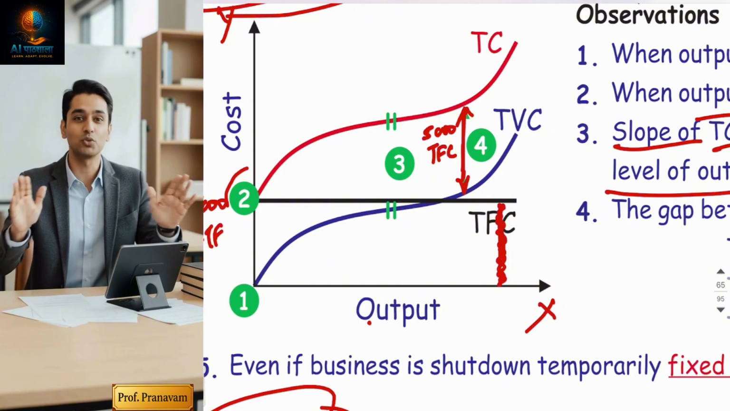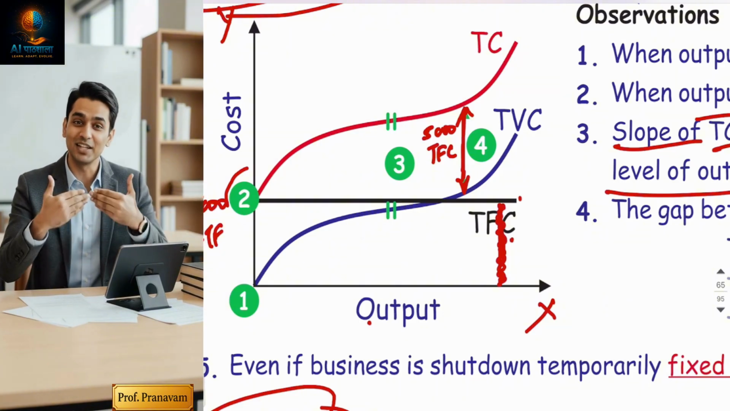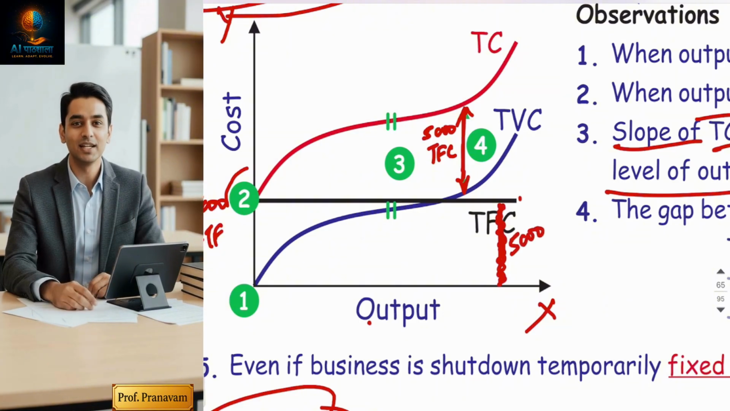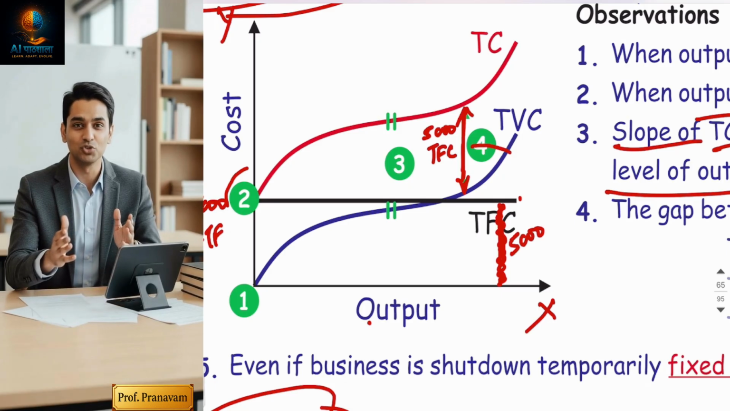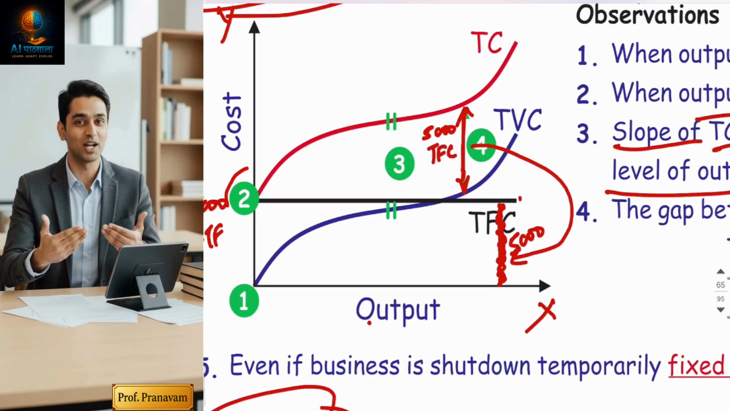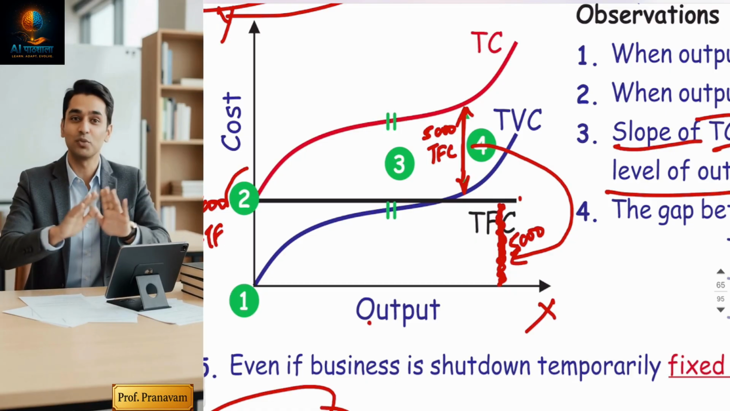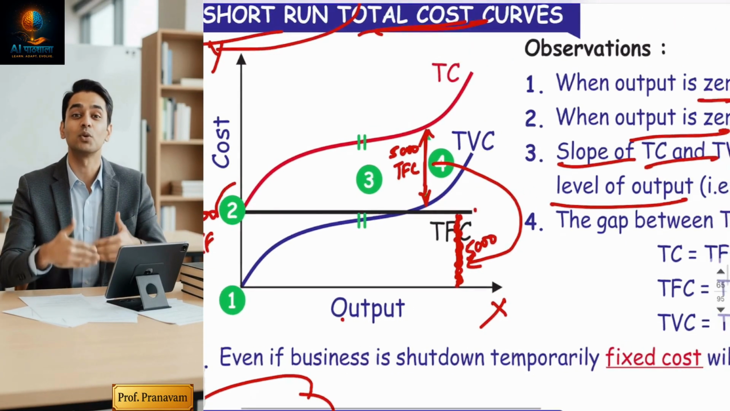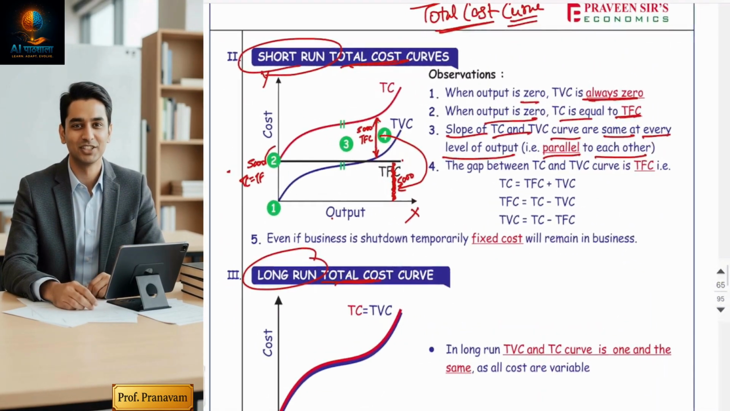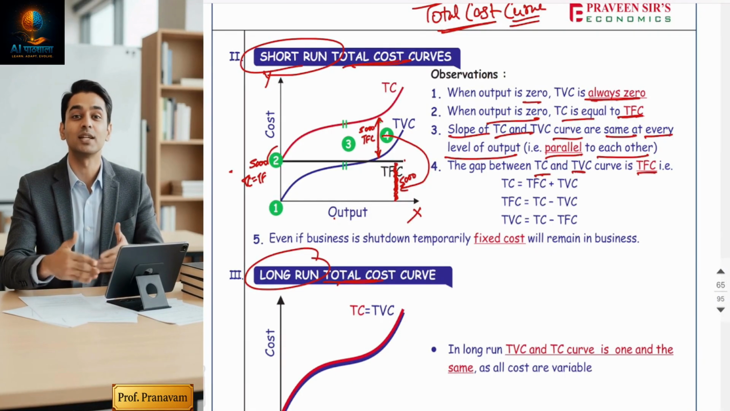Now, my fixed cost line and x-axis, this gap is also 5,000 because this is my fixed cost. So can I say the gap between TC and TVC is equal to the gap between fixed cost and x-axis? Oh yes. So this is my point number 4. The gap between total cost and total variable cost is actually total fixed cost.